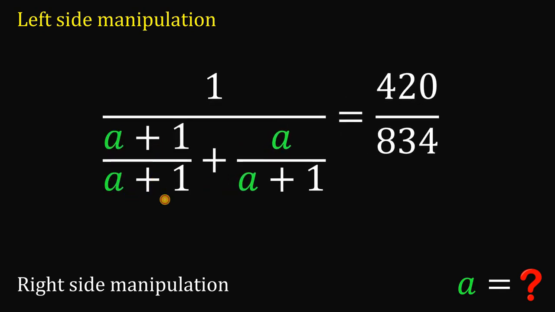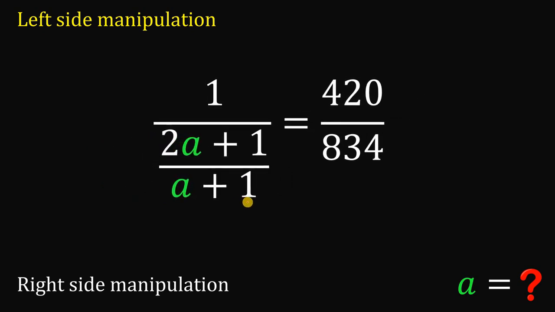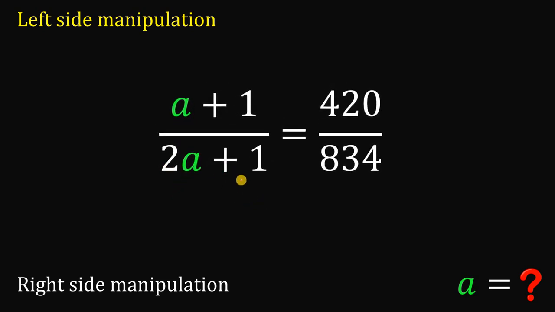This is just 1. Now again, we have the same denominator, so we can easily add a plus 1 over a plus 1 plus a over a plus 1. If we do that, we get a plus 1 plus a. This will give us 2a plus 1 over a plus 1 on the denominator. Next, 1 over 2a plus 1 over a plus 1 can be written as a plus 1 over 2a plus 1.